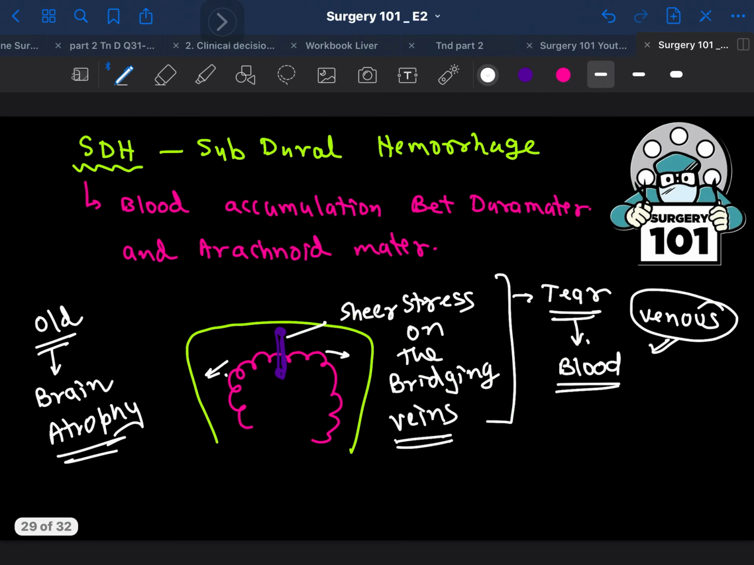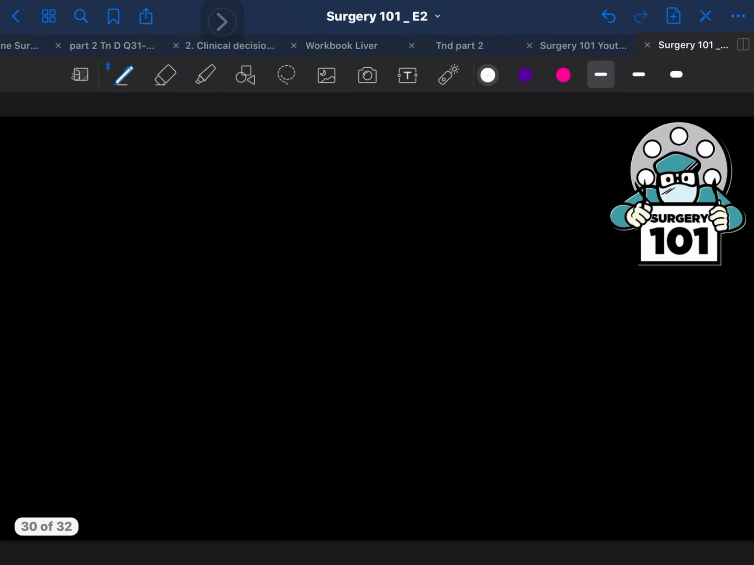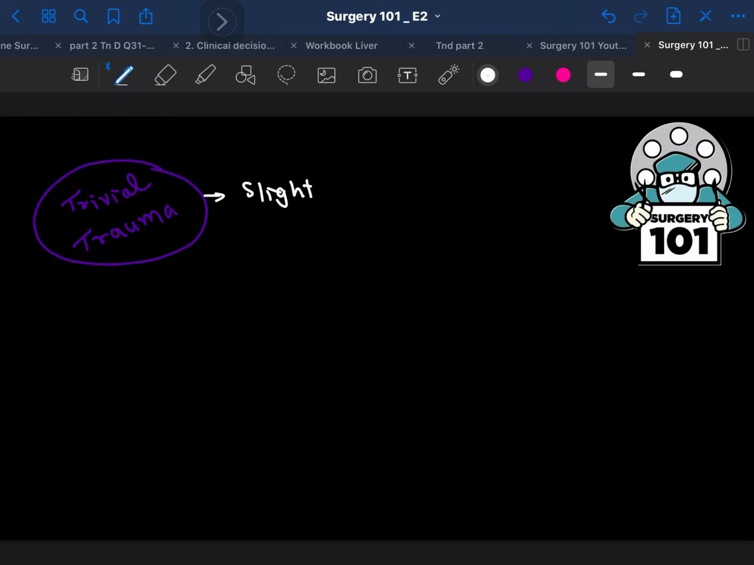Now what you need to understand is, because it is occurring in the old people who have this brain atrophy, and the brain is kind of hypermobile inside the cranial cavity, even a trivial trauma can cause bleeding. What do you understand by a trivial trauma? A slight trauma. Even a slight trauma can cause this particular bleeding.